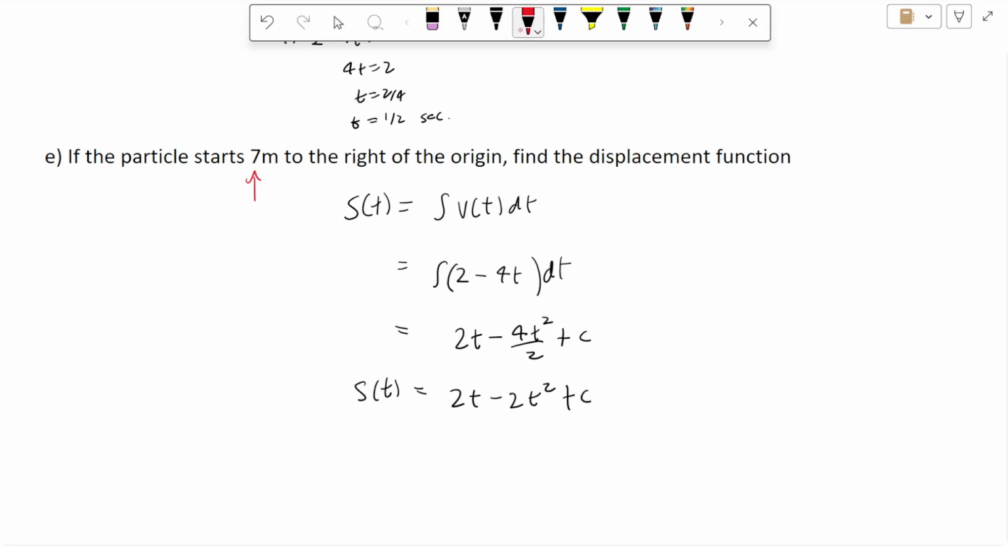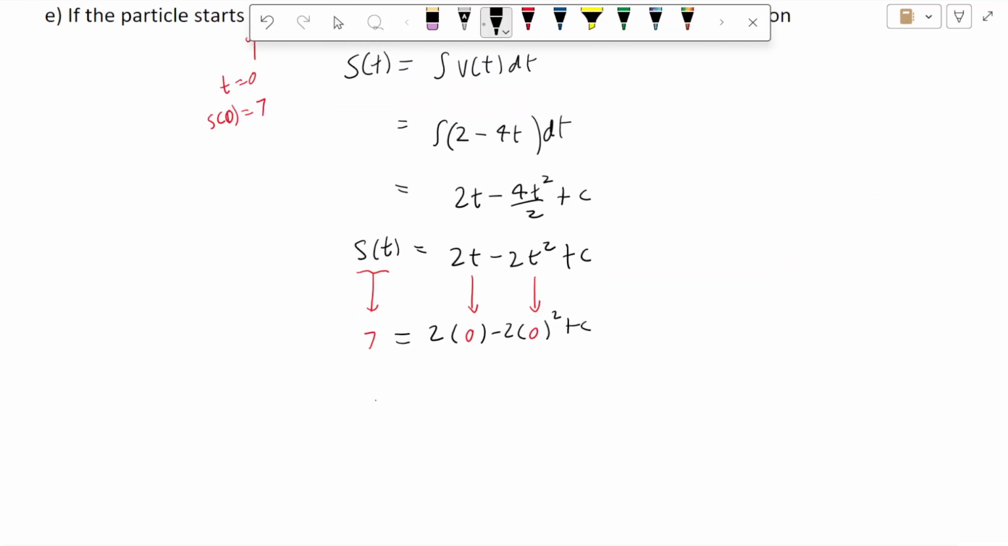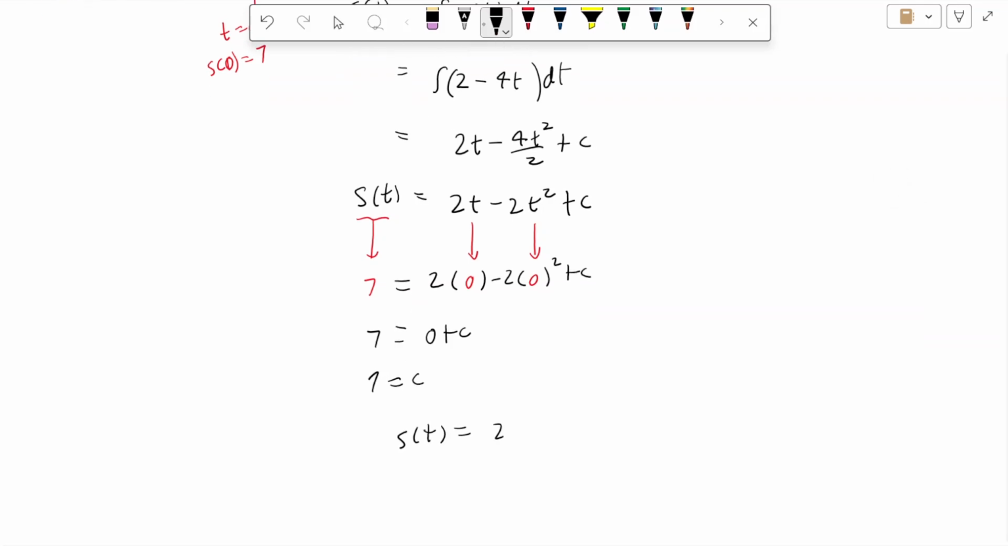And this thing here tells us that at t equals 0, well, s is 7. So that's what that bit's saying. That is 7, and all of our t values are 0 there. And we can use that to work out c. If you do this, you're going to get 7 is 0 plus c, or 7 is c. So the displacement function there is 2t take 2t squared plus 7.